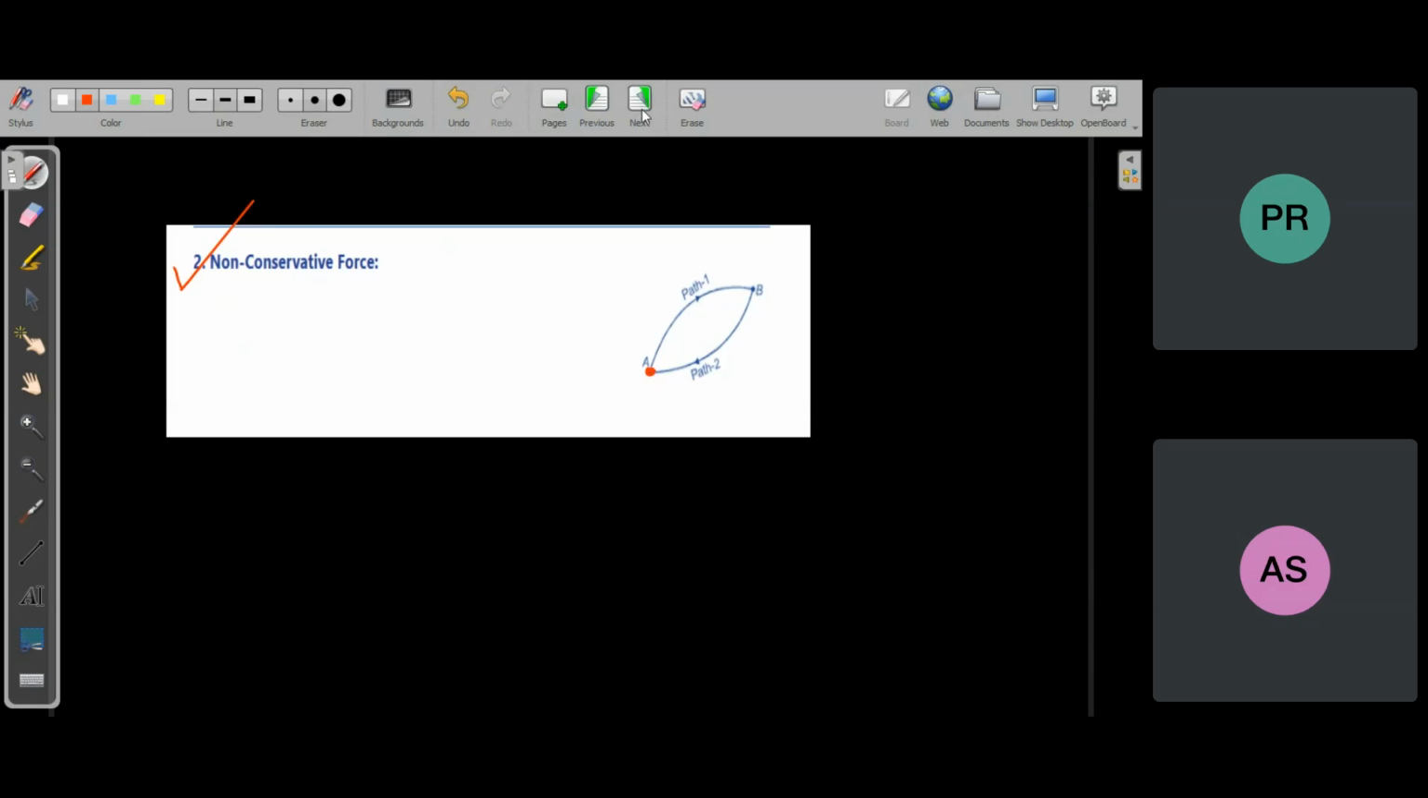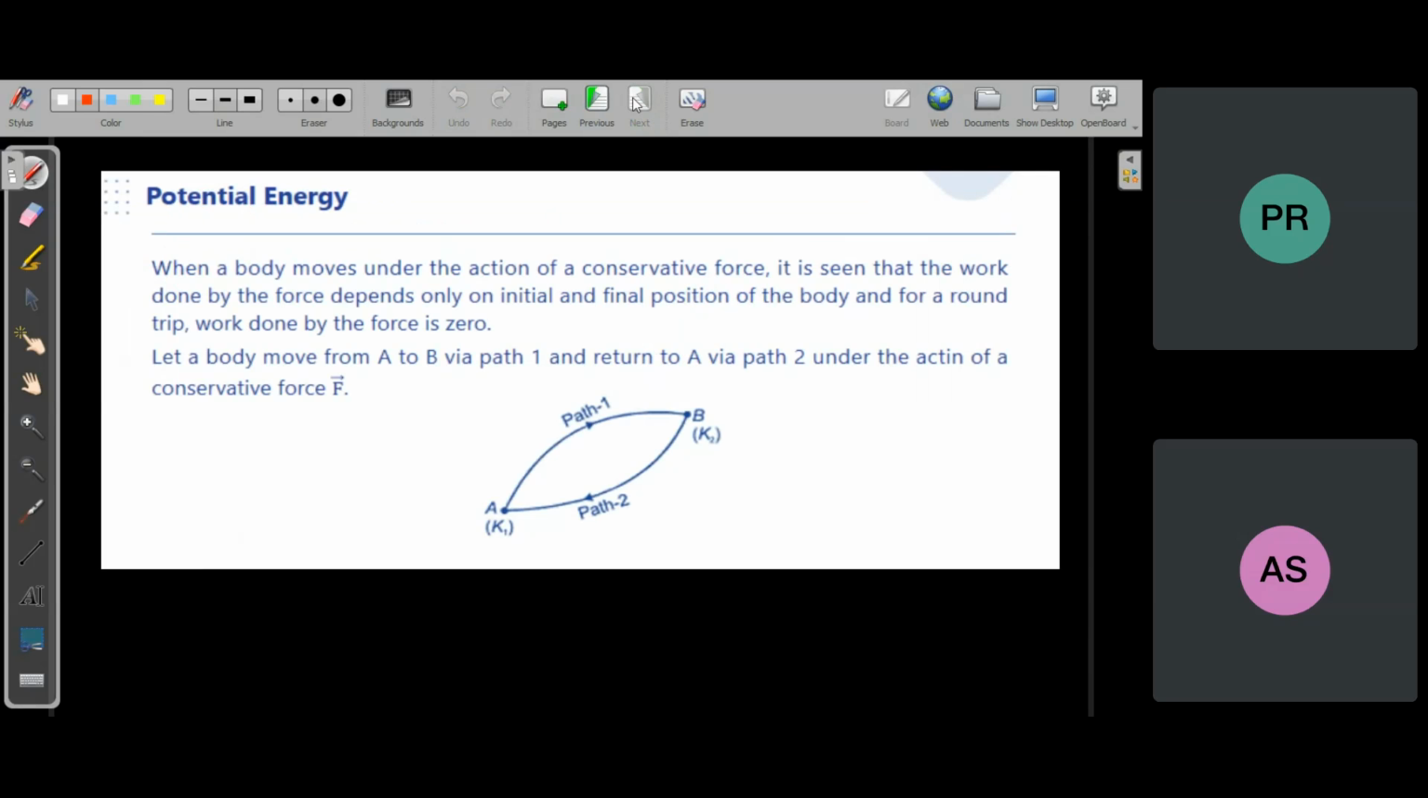And that's why friction is not a conservative force. Friction is a non-conservative force. Potential energy is not associated with a non-conservative force. It is only associated with conservative force. Now, every conservative force has an associated potential energy.